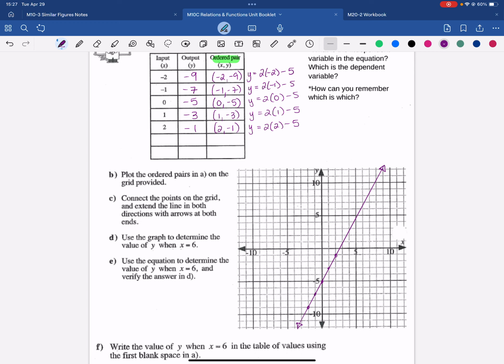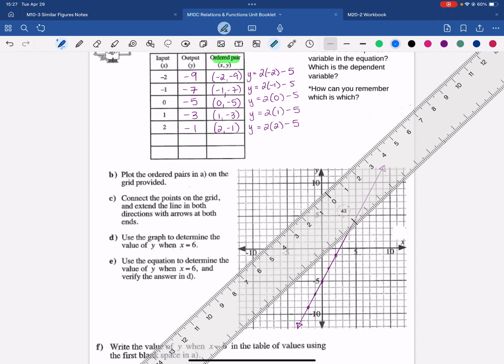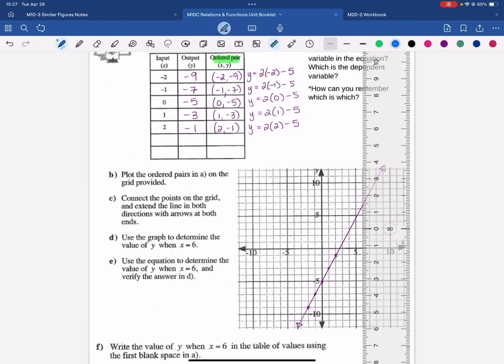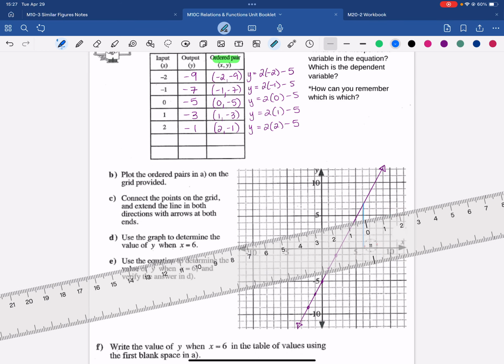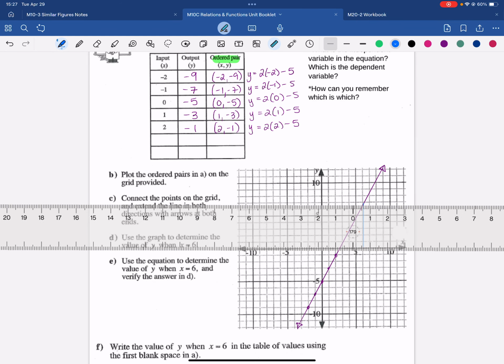Okay, use the graph to determine the value of y when x is 6. So when we're looking at that, we can go to when x is 6. Line up your straight edge, a ruler, something to that extent. And we can go up to your graph, and then spin your ruler or your straight edge and go to your y from there.